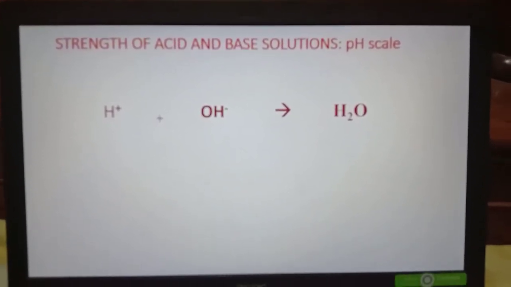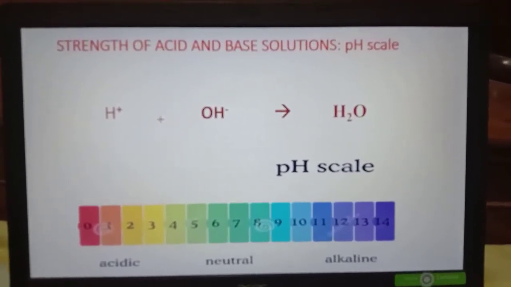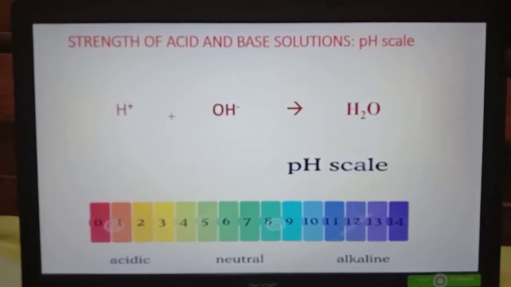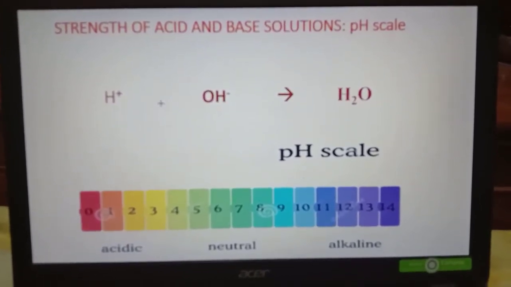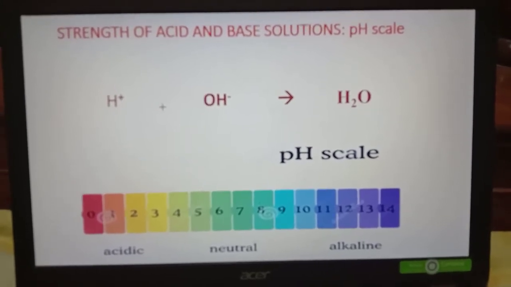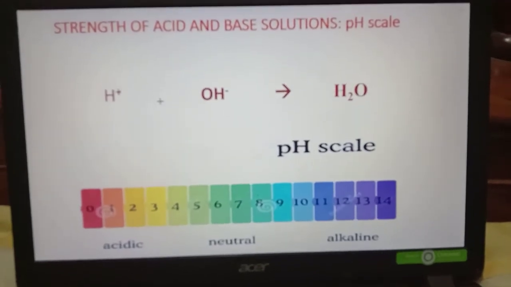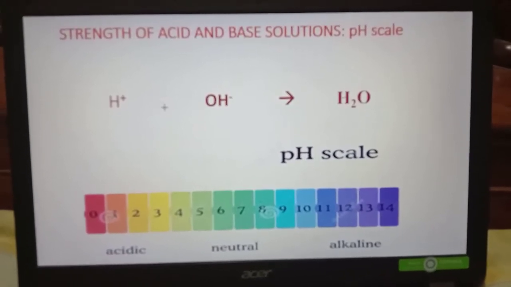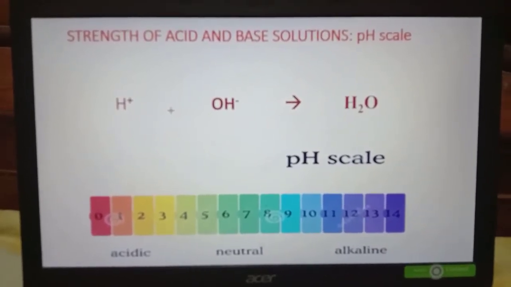On the basis of this character, Sorensen devised a scale called the pH scale, and the reading of the pH scale starts from 0 and ends at 14. On the left-hand side, the values 0 to 6.9 show the acidic nature. A pH of 7 is neutral. From 7.1 to 14, it is alkaline or basic in nature.